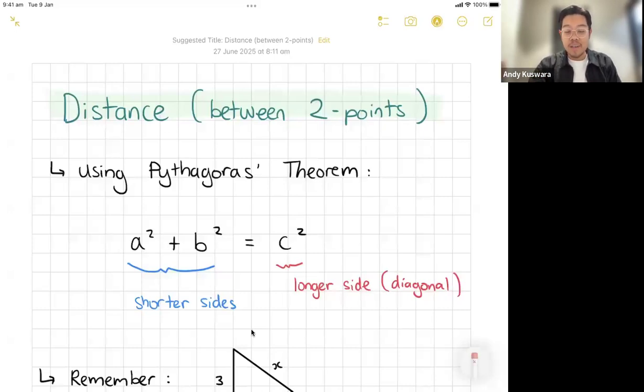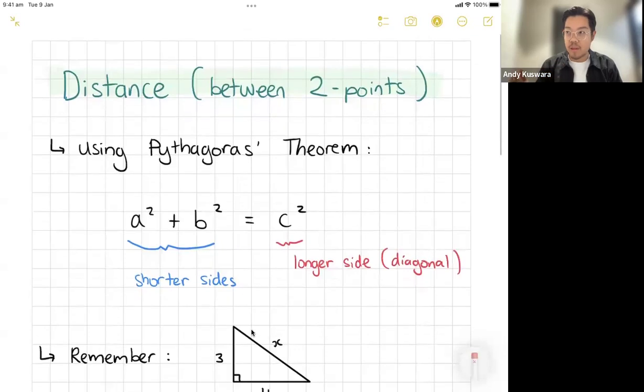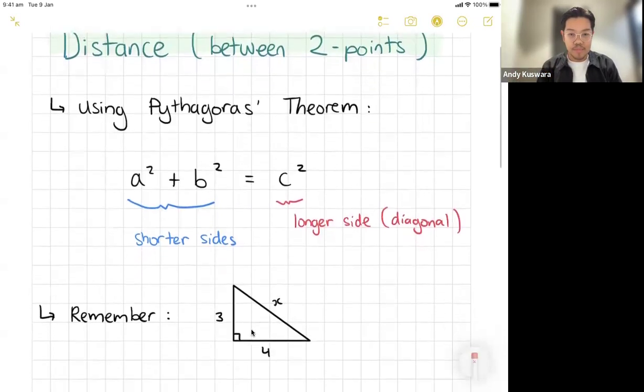What a and b are, they're going to be your shorter sides, and c squared is going to be your longer side, or in this case, it's always going to be your diagonal line. Let me show you what I mean. I'll give you guys time to write this down. Please write it down, pause if you have to.